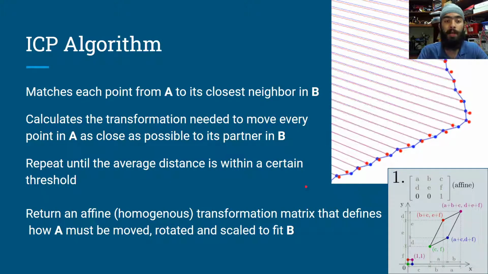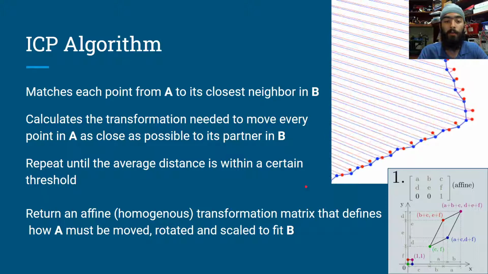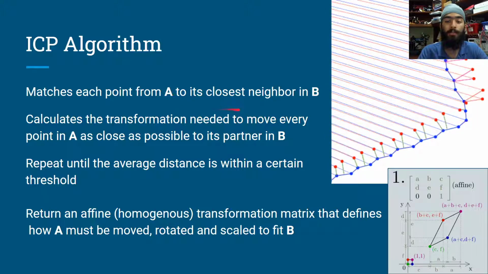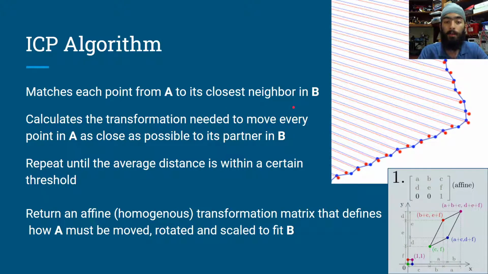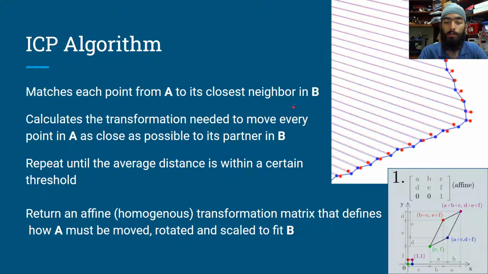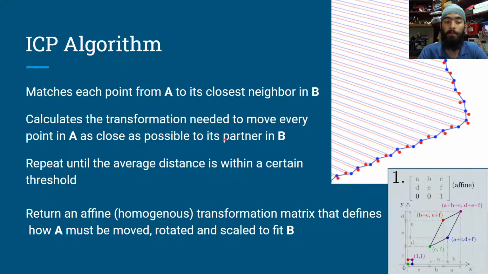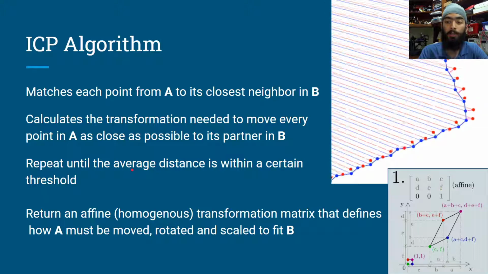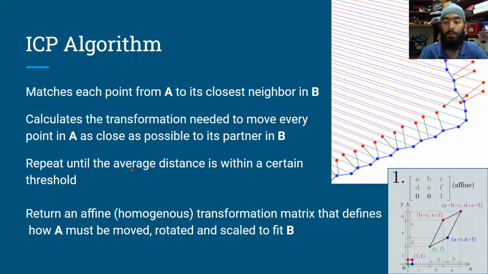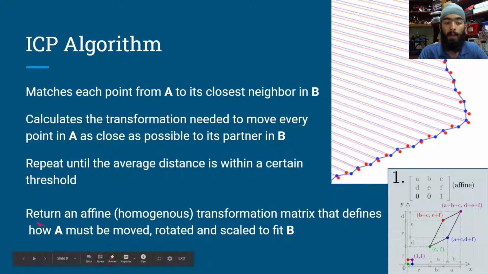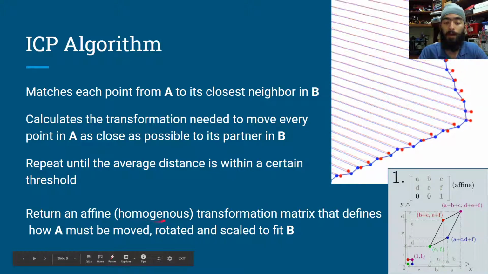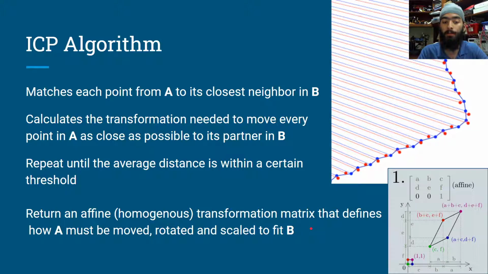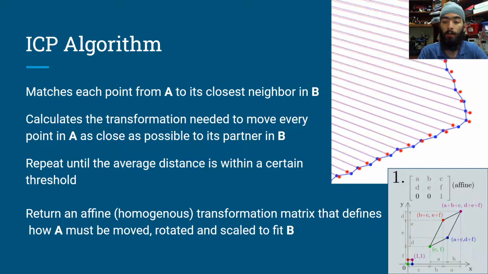So how does the ICP algorithm work? First, it takes every point in A and finds its closest neighbor in B. Then it calculates the transformation needed to move all of these points in A as close as possible to their partners in B. And it repeats this process until the average distance between every point in A and every point in B is within a certain threshold. It then returns an affine or homogeneous transformation matrix that defines exactly how A needs to be moved, rotated, and scaled in order to fit with B.